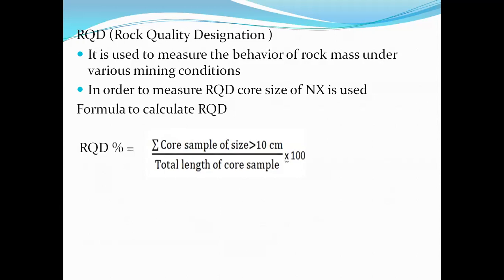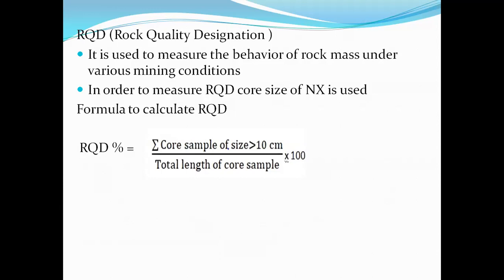Now here, coming to RQD, in order to measure RQD, as I said, we require the core of NX size. NX size is nothing but what we get using rotary diamond drilling. Okay. Now, what is the formula?